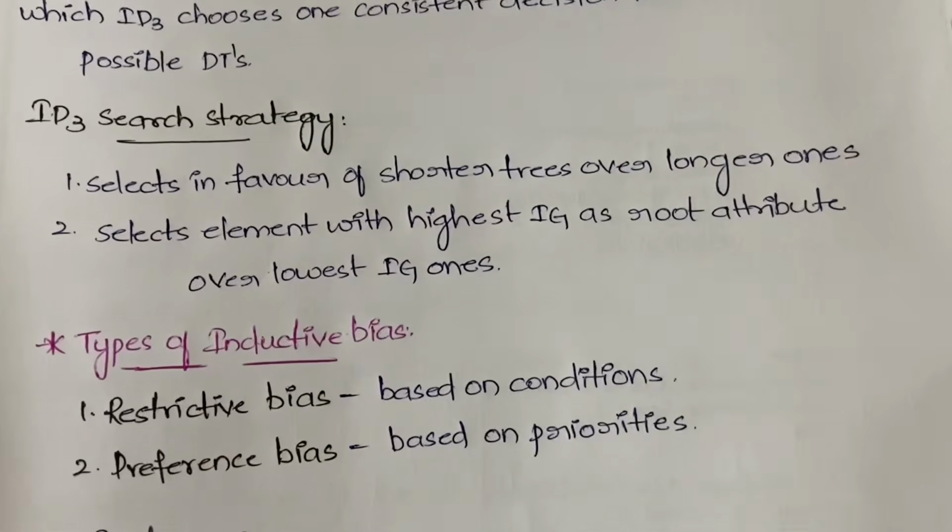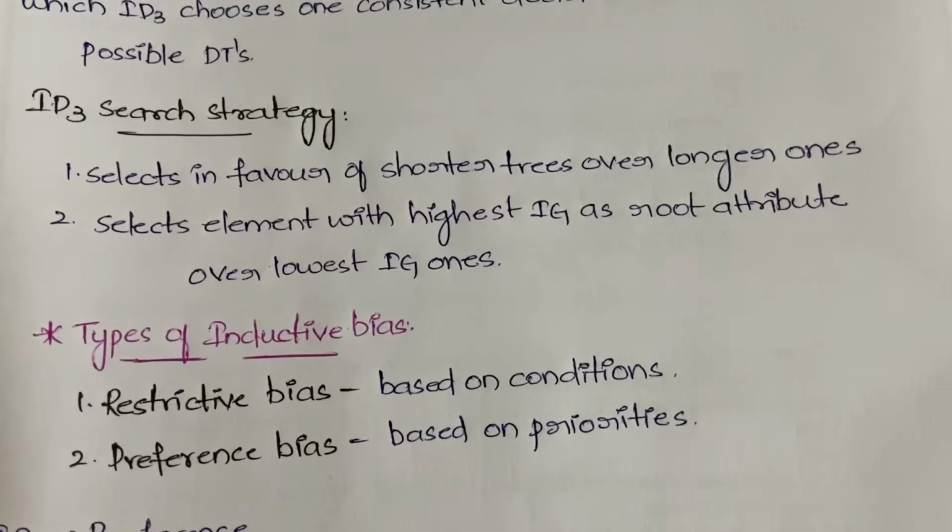Now, that is a search strategy we are going to implement, and we have two types of inductive bias, the restrictive one and the preference one. So in the decision tree algorithm, which one are we going to use? Let us see. The restriction one is based on some conditions; based on some conditions it will stop. Preference is based on priorities, right? It is very simple.